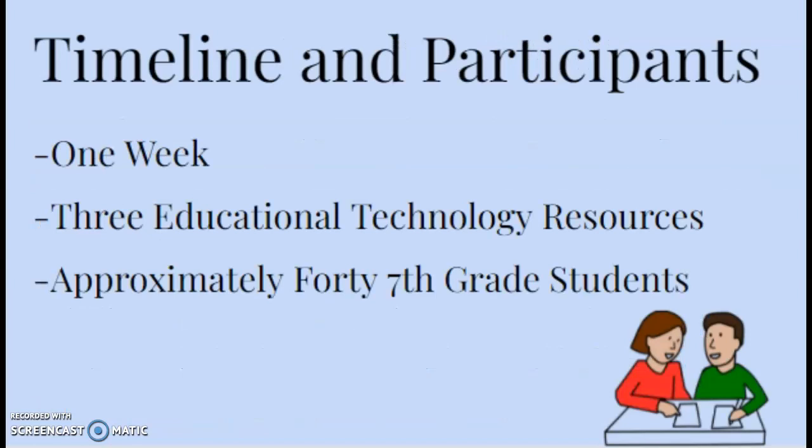Timeline and participants. This action research project was a week long. This was because the researcher had three different classes of 7th grade students. At the beginning, there were going to be about 65 students. However, during the research process, only approximately 40 were in class throughout the whole week because of absences. That was a high absent week.